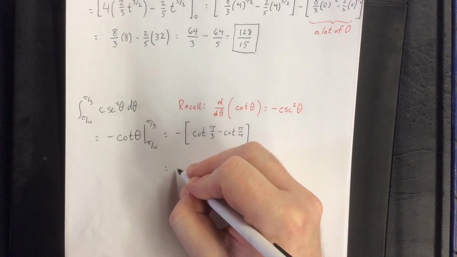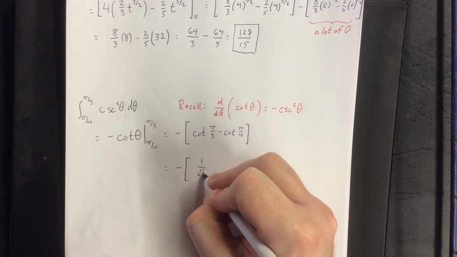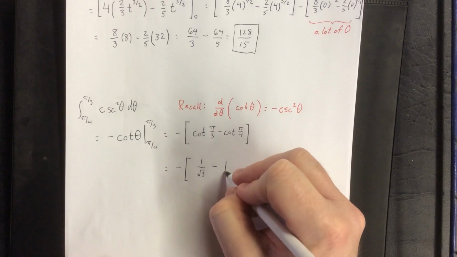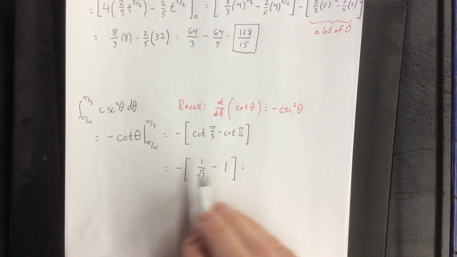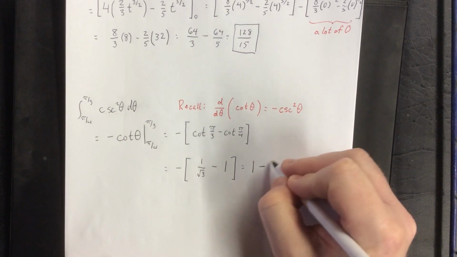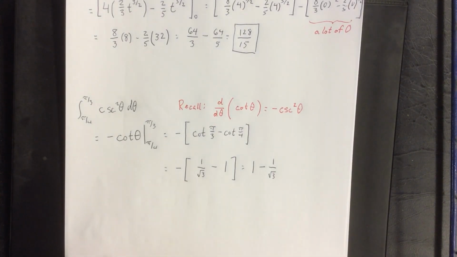Now cotangent of pi over 3 is 1 over the square root of 3, and the cotangent of pi over 4 is 1. If I distribute the minus sign through, that'll become a positive 1 and a negative 1 over the square root of 3. I would be content with this as a final answer, and I know that WebAssign would accept that as well.